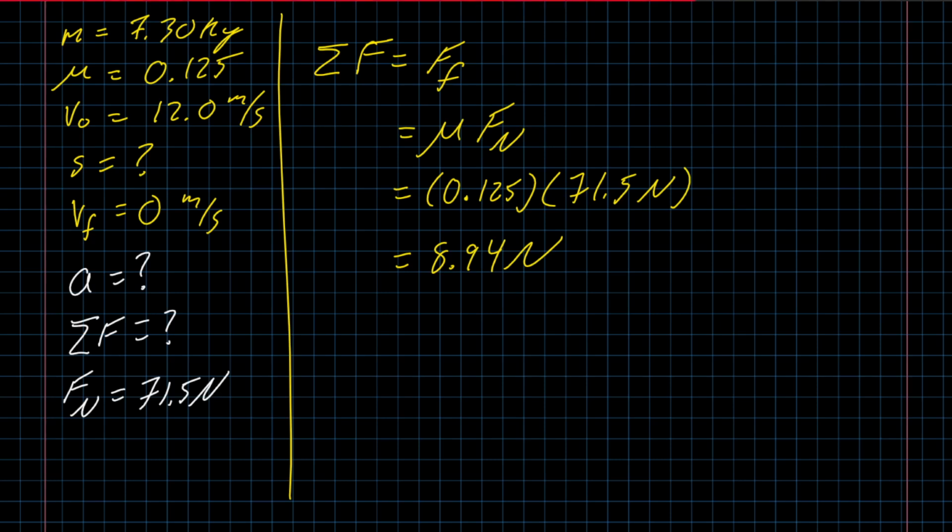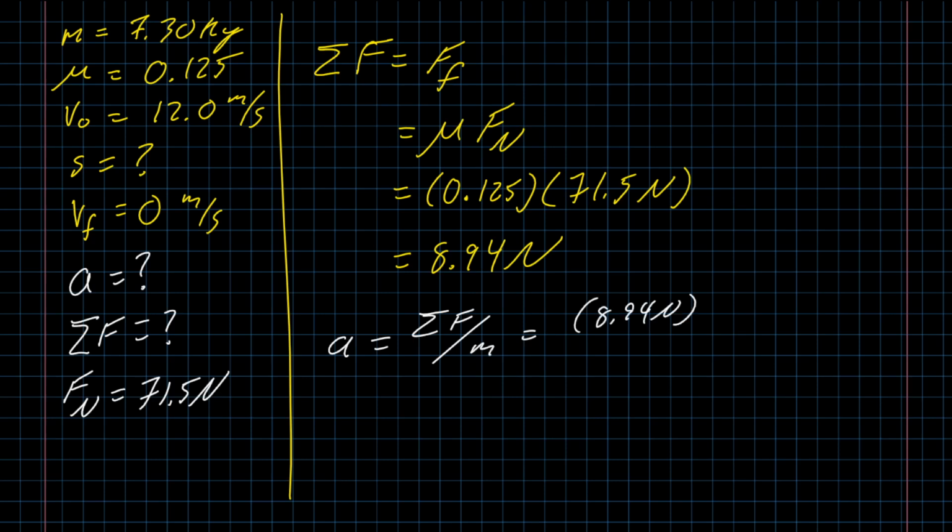We wanted net force because the acceleration is net force divided by mass. See, our mass was 7.30 kilograms. And when I divide 8.94 divided by 7.30, I get something in the ballpark of 1.23, it looks like, 1.22. Newtons divided by kilograms, that'll give me meters per square second. Right? There's my acceleration.